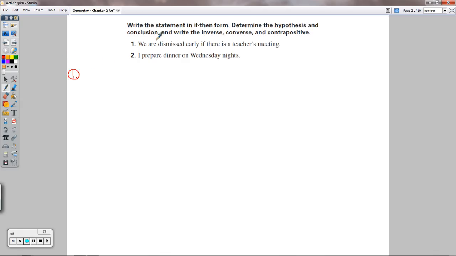And we'll go here with number 1. So if-then form. We are dismissed early if there's a teacher's meeting. I can change that into if-then form by writing it like this. If there's a teacher's meeting, then we are dismissed early. So notice the if-then form in there. I have if, and then this part right here.